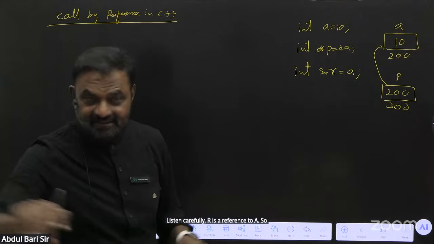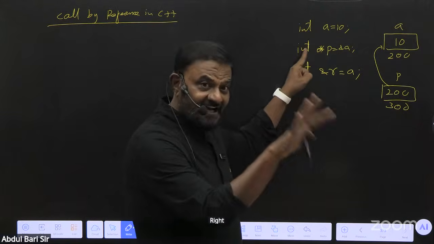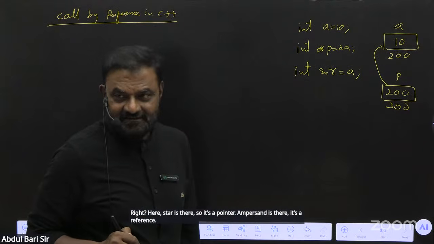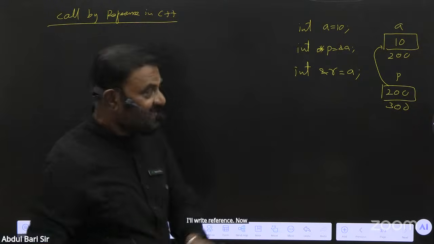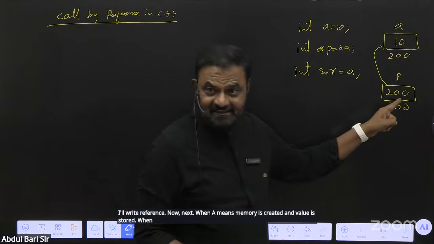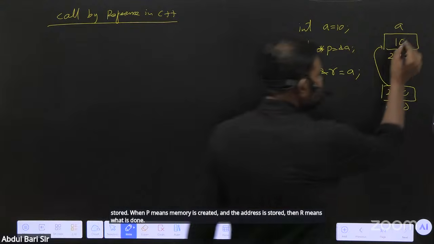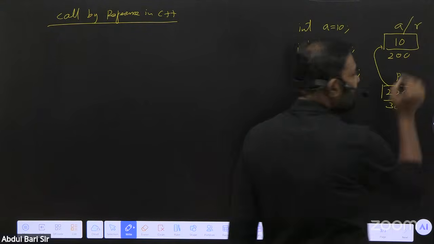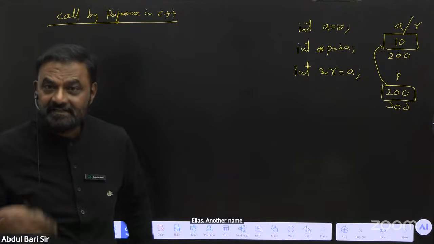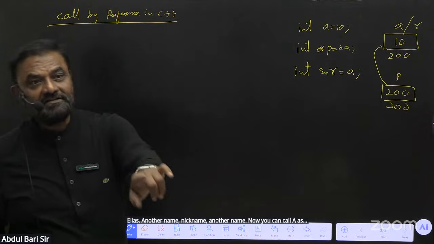So now you have three different syntaxes. A variable without anything in the prefix. Here, star is there, so it's a pointer. Ampersand is there, so it's a reference. Now, when A is declared, memory is created and the value is stored. When P is declared, memory is created and the address is stored. Then for R, what is done? Alias, another name, a nickname. Now you can call A as R also.